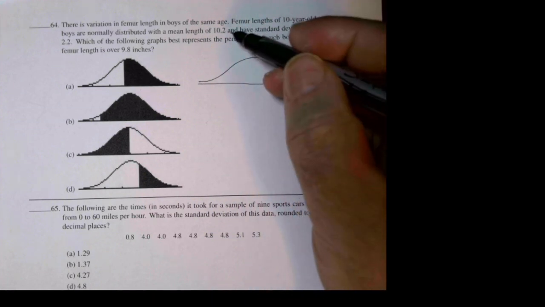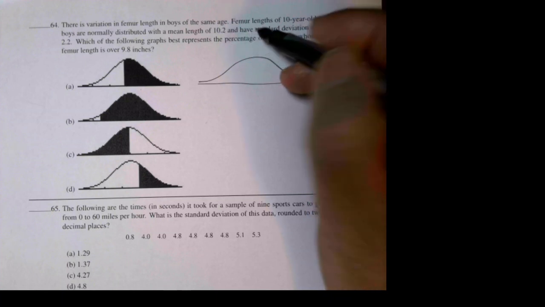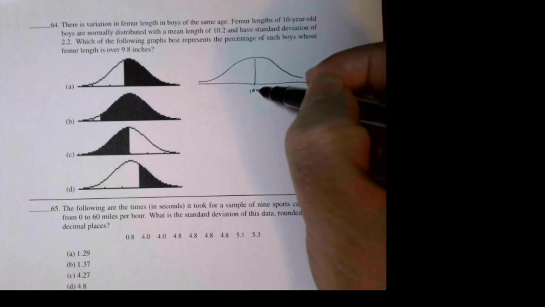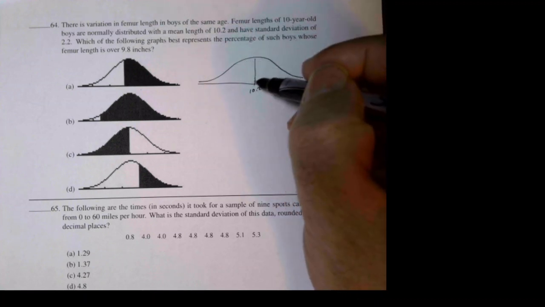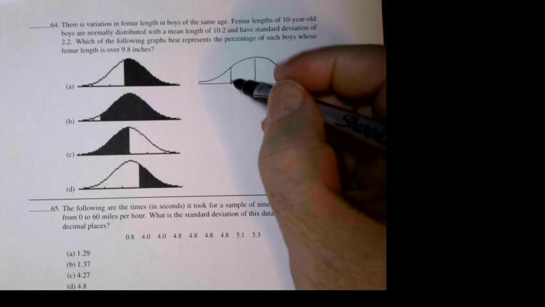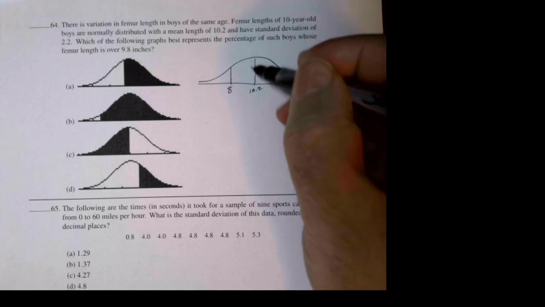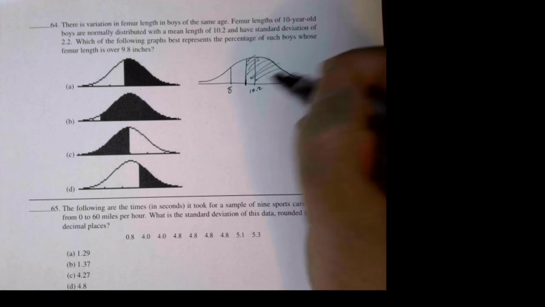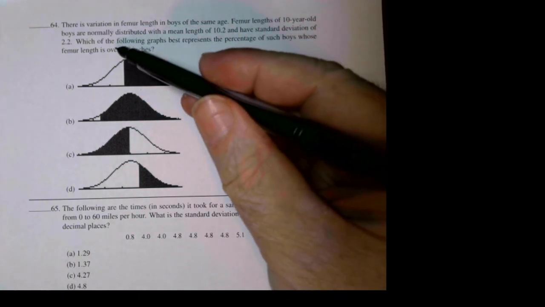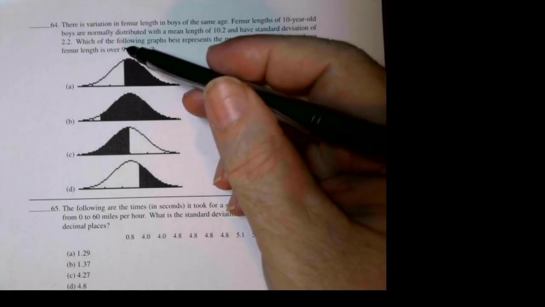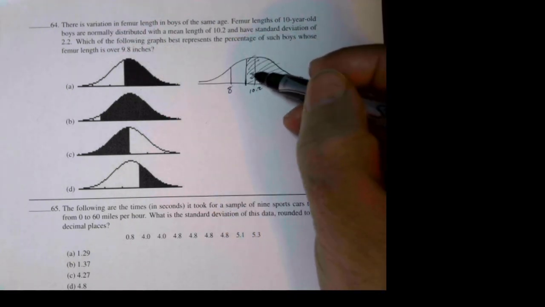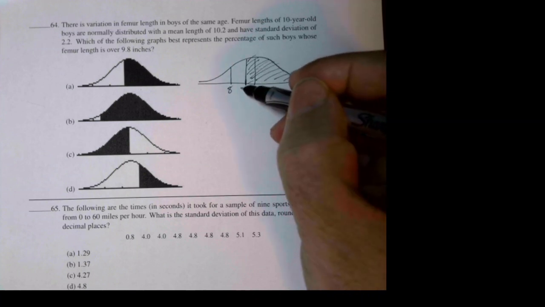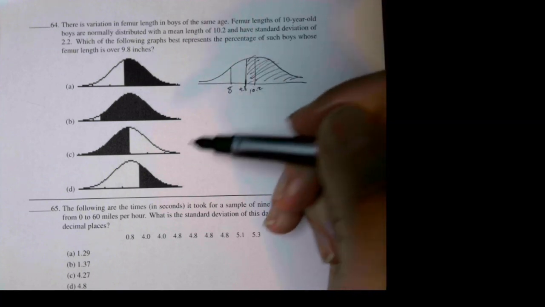It's going to be the normal curve, and the mean is going to be 10.2. And the standard deviation is 2.2, and you know that comes right about there, where the inflection point is. So that would make this 8, which would make 9.8 something about right there. And we're looking for a graph that represents the area over the probability that the femur length is over 9.8 inches. That's the area to the right of 9.8, and so it pretty much has to be this one right here, A.